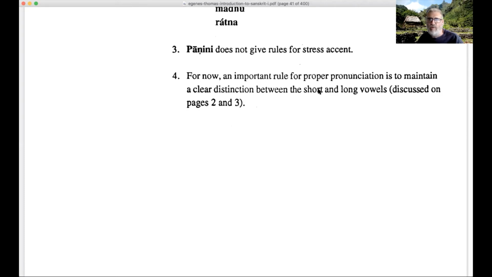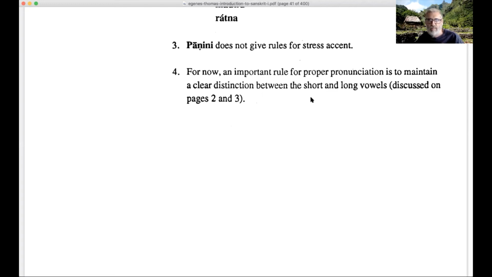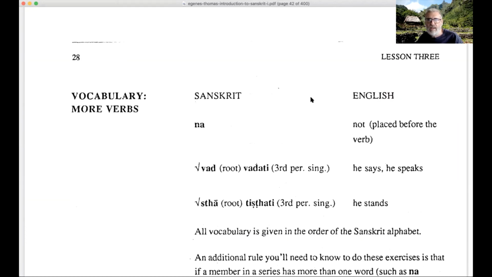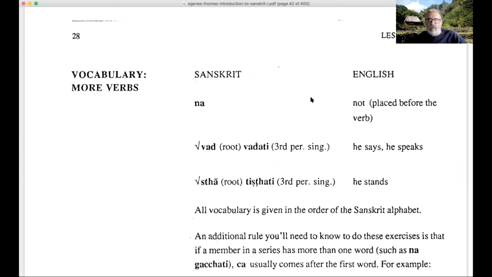For now, the important rule of proper pronunciation is to maintain a clear distinction between short and long vowels, as discussed in pages 2 and 3. Okay, so now we've got some vocabulary. Let's learn some new vocabulary. That was the hard part. That was pulling teeth. That was the grammar. Sorry about that, but we have to go over it. There are very basic concepts in grammar that everybody has to understand. We didn't learn that much Sanskrit, but we learned about grammar.